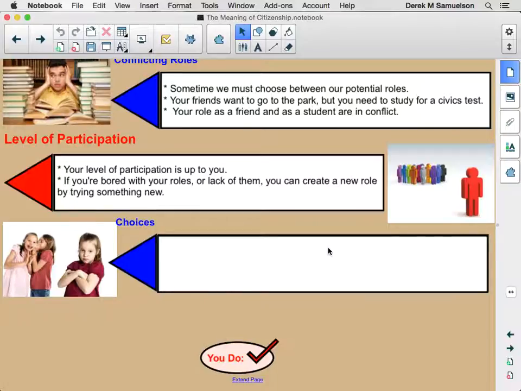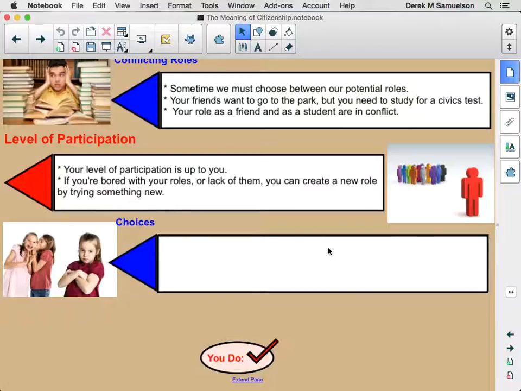If you're bored with your roles, you don't like your roles, you don't like the fact that you don't have very many roles in society, that is, you don't have a large group of friends, or you don't participate in an athletic sport or an academic after-school club, you can create new roles. You can try something new. That's the beauty of living in this society where we have so many freedoms and so many choices, is you can just decide to try something new.